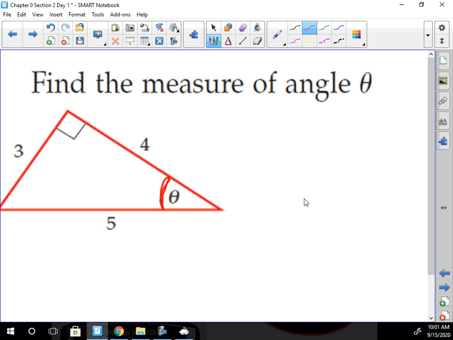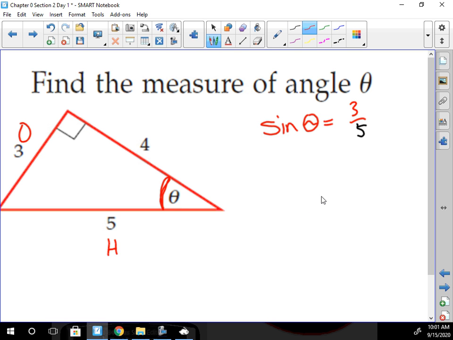It could be sine, tangent, or cosine. So really for this one, it's your pick, however you want to do it. Let's start with the sine. If I do sine of theta equals, and then it's opposite over hypotenuse. So that's 3 over 5.